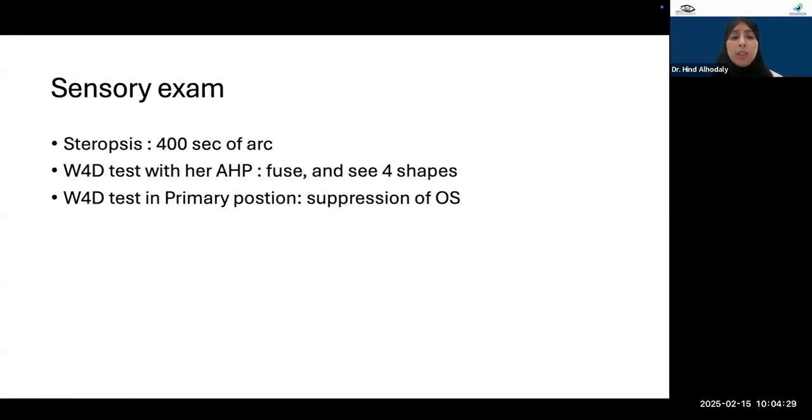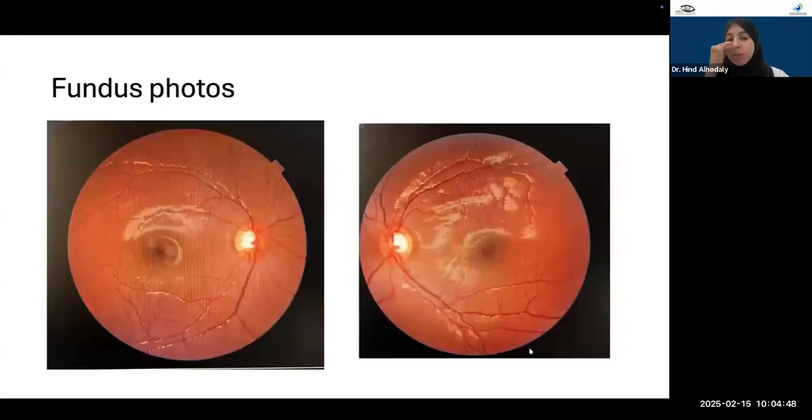Sensory examination, her stereopsis was 400 seconds of arc. For the test with her abnormal head position, she was able to fuse and saw 4 shapes. However, in primary position, when we force her to primary position, she suppressed the left eye. Fundus photos show no objective intorsion, which we would expect in a congenital third.